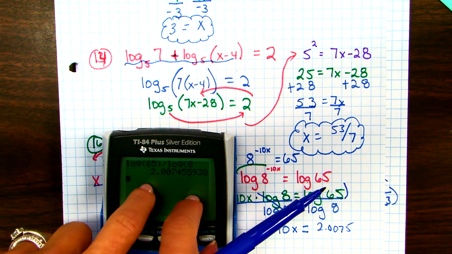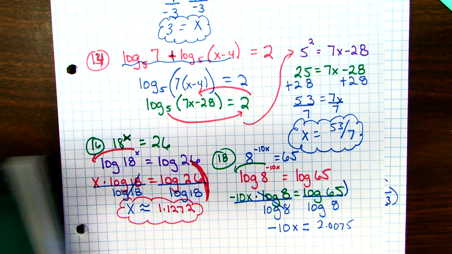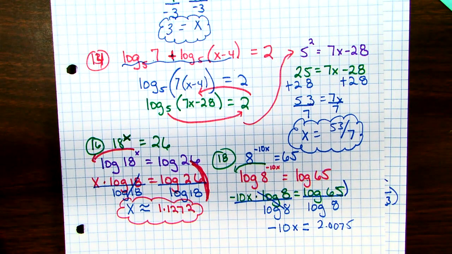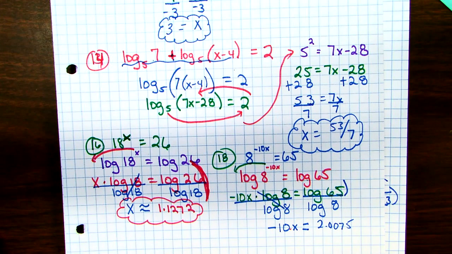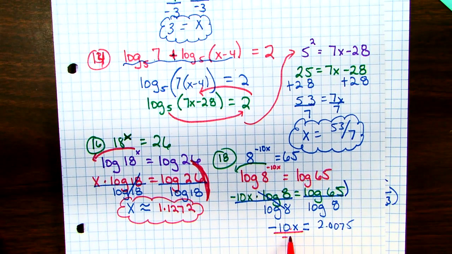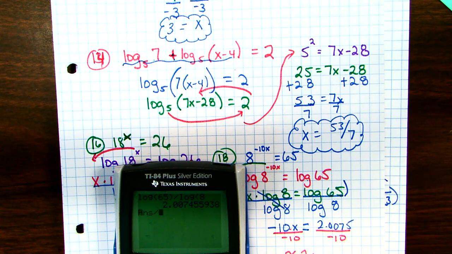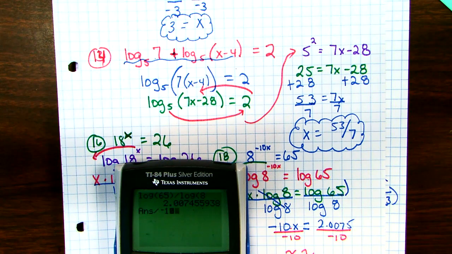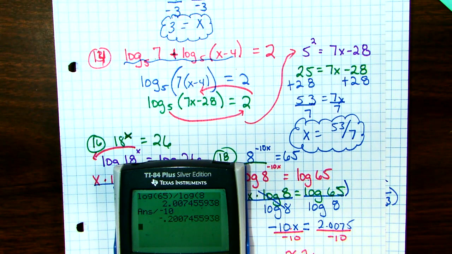My answer is right here on my screen. I've got it right here, because I'm not done, right? One last step, what do I do? Add 10. Not add, divide, right? This means multiplication, guys, right? Negative 10 and the x means multiplication. The opposite of that would be division. So it's already on my screen. I just hit divided by negative 10. Okay, that's right there. And I get negative 0.2007.